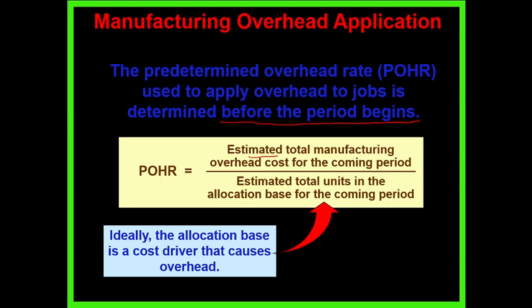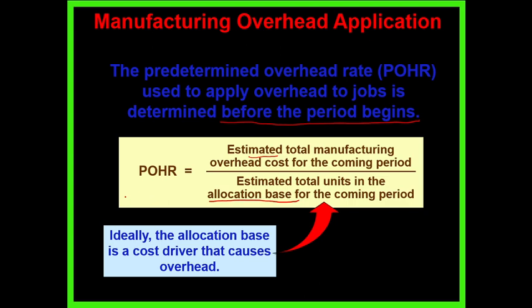Sir, what if the actual is different from the estimate? Later we're going to discuss the over or underapplied overhead. Don't worry, the difference will be accounted. Ang importante, first you have to come up with an estimate, total manufacturing overhead cost, and then you divide that by the estimated total units in the allocation base. So what is the allocation base? This could be your direct labor hours, or machine hours, or maybe labor cost, or materials used.